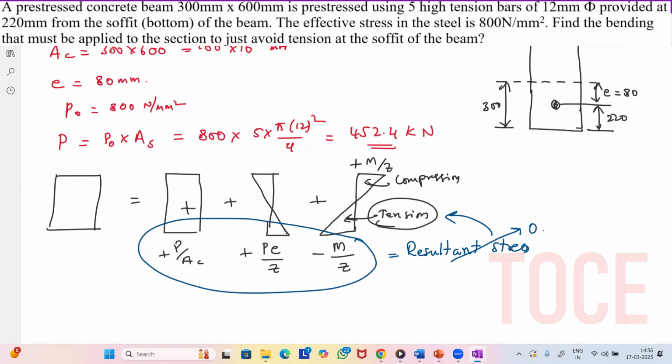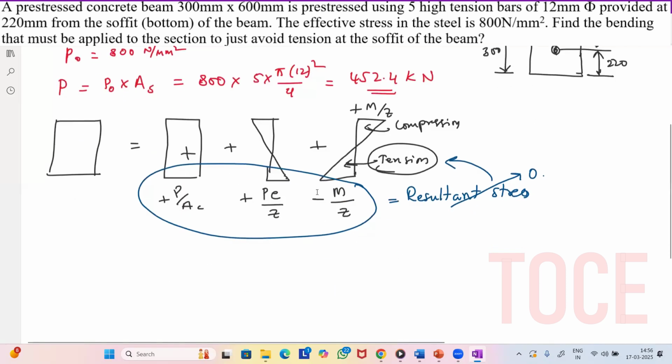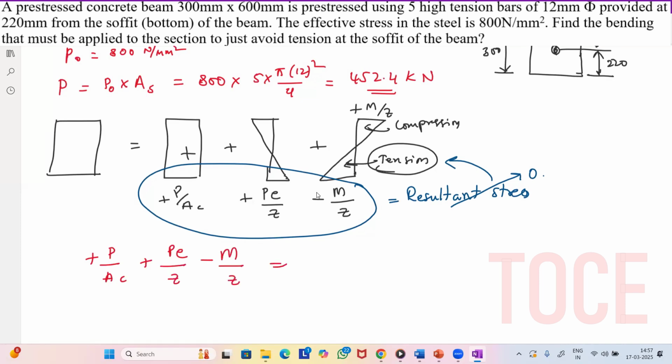Let us equate this equation with 0 so that we can calculate what is the moment. So plus P by area of concrete plus PE by Z minus moment divided by Z equal to 0. For that we need the Z value, right? So let us calculate what is Z.